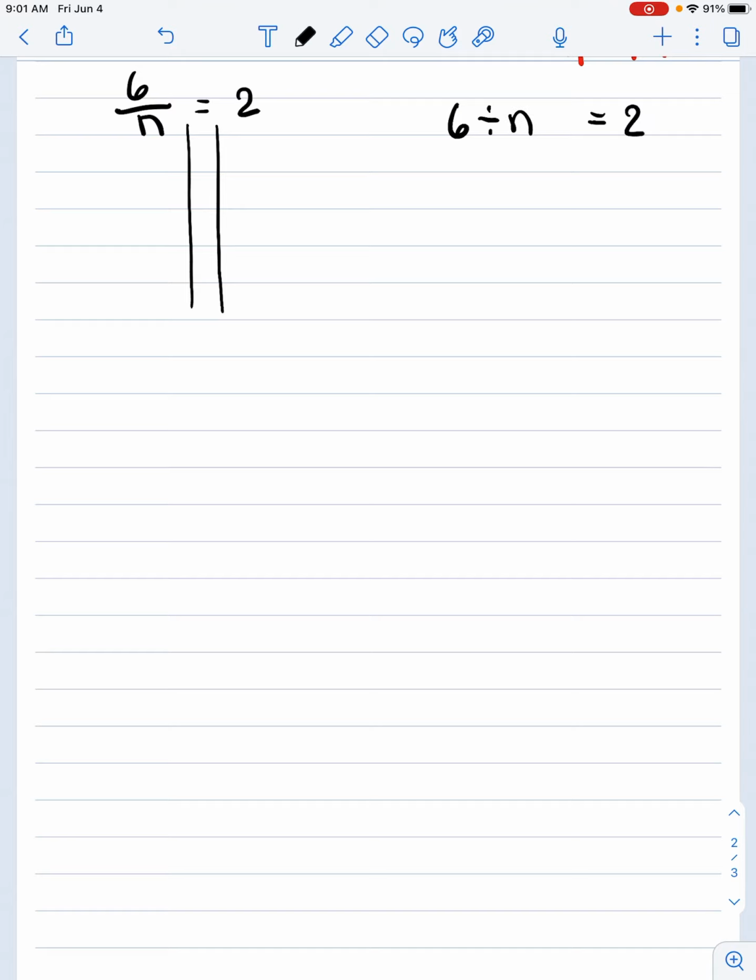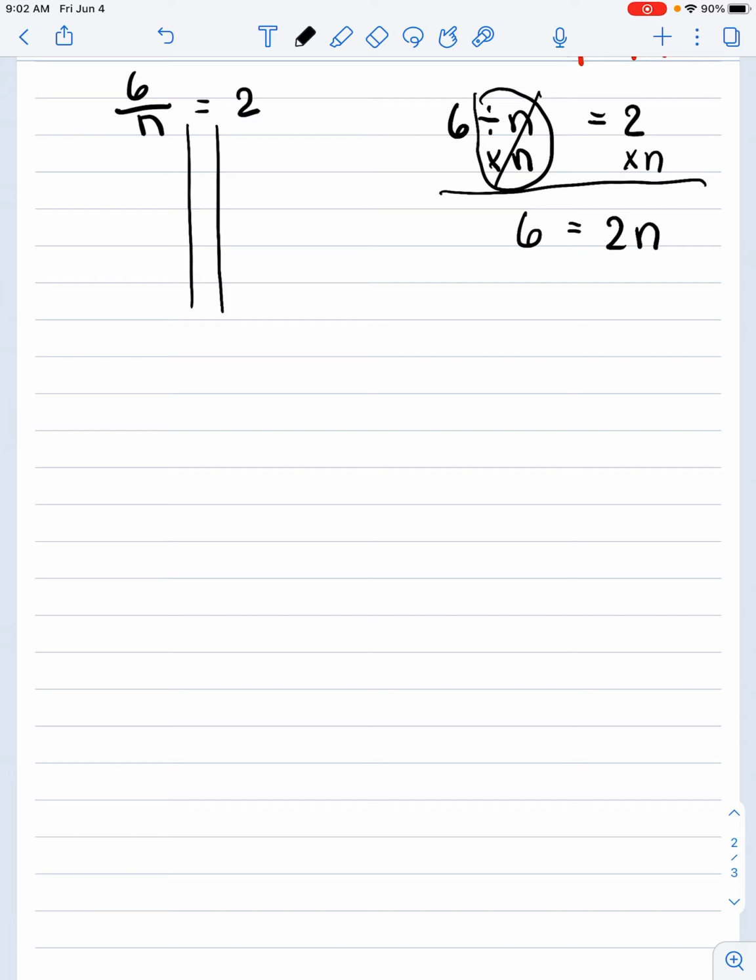equals 2. Okay, and how do I undo division? By multiplication. What do I have to multiply by? Whatever the divisor is, right? So I have to be able to say, okay, 6 divided by n times n, and this is what's going to cancel out. And then I have to multiply this by n as well. So this is going to cancel out, and it's going to give me 6 equals 2 times n, or 2n.